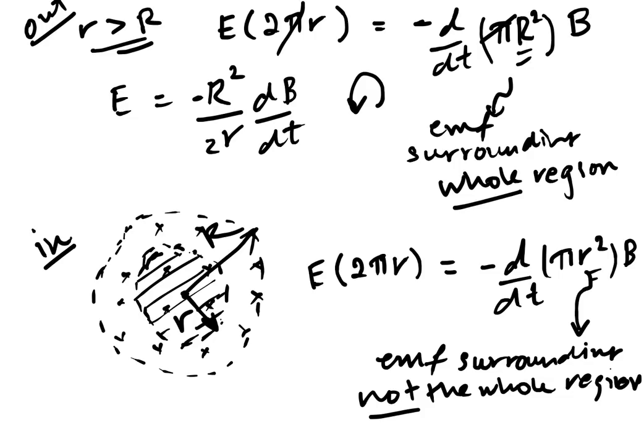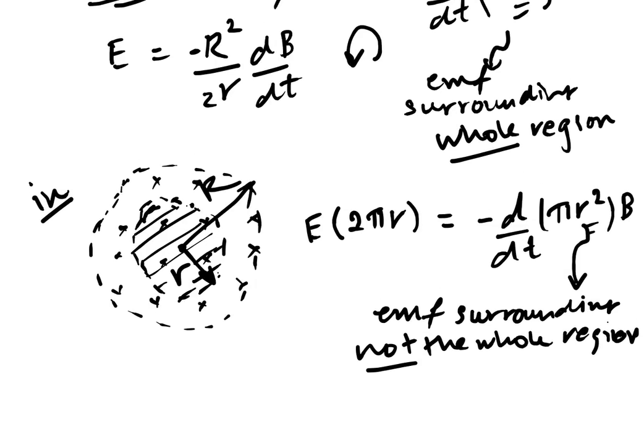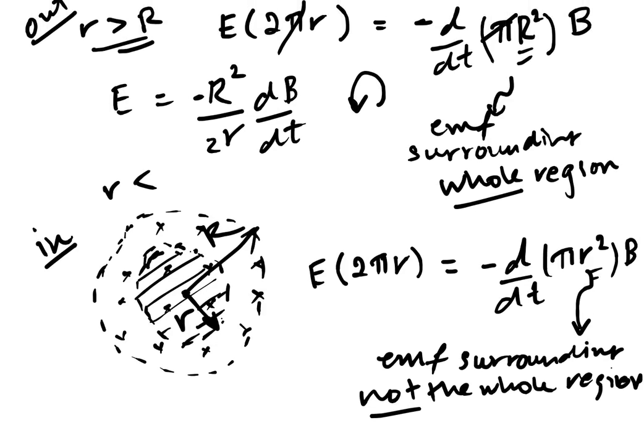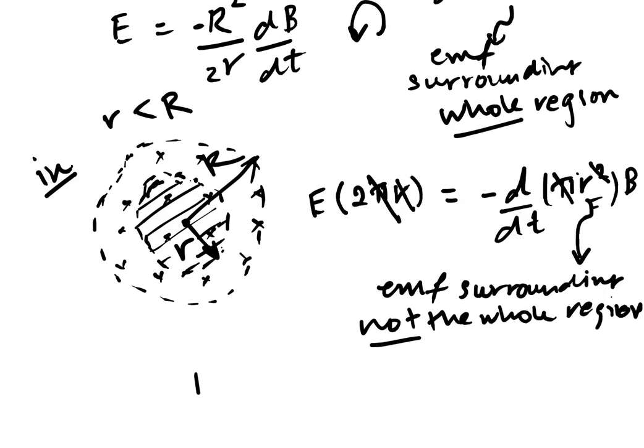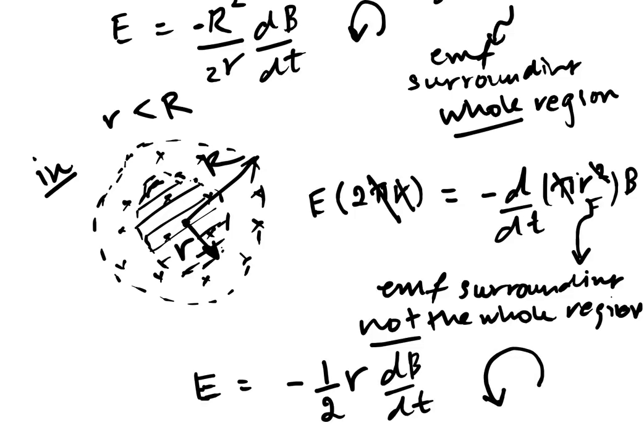So that's the difference between the inside and the outside. For the inside, with r smaller than the radius, we cancel the pi and we cancel the r. So finally we get E equals minus 1 over 2 times r, and then dB by dt. And it is also an electric field in the counterclockwise direction.